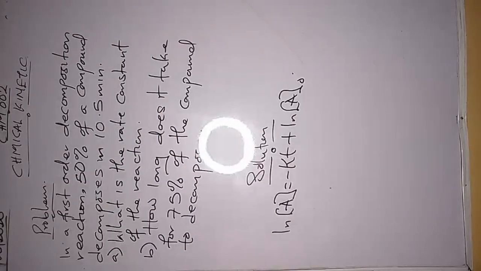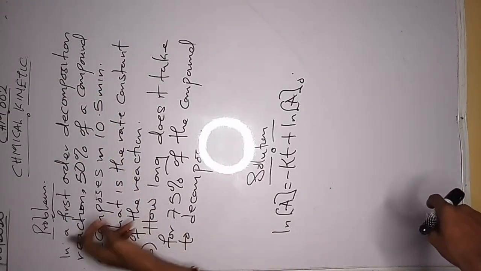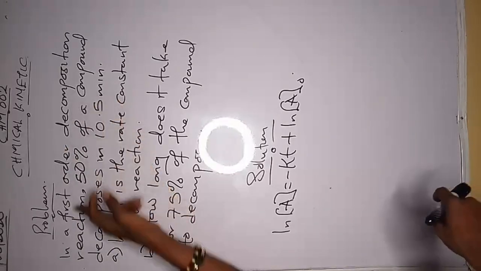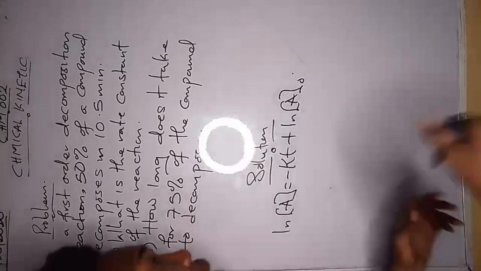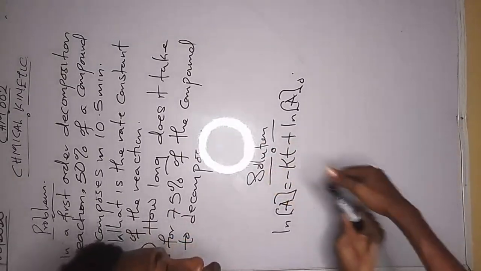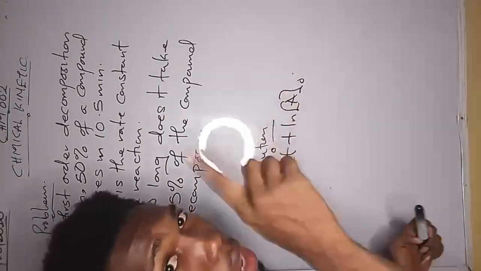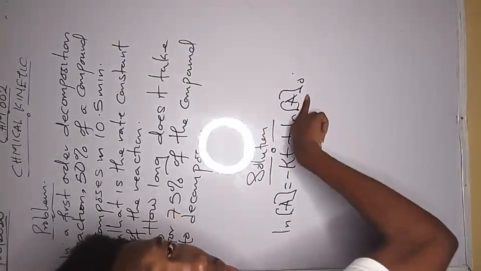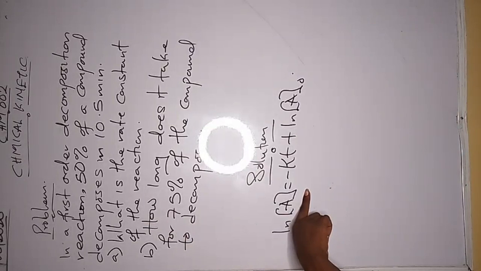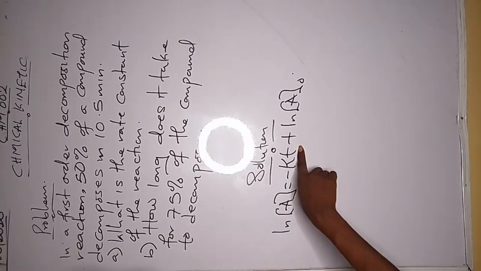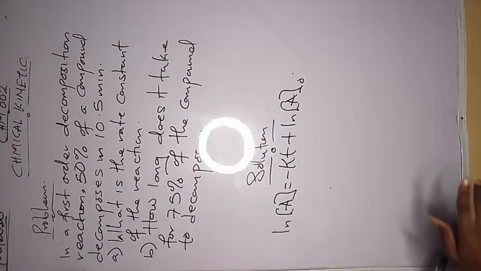Listen up now. If you look at this, they said in the first order decomposition reaction, 50% of the compound decomposes in 10.5 minutes. Since 50% decomposed and they are operating with percentages, that means initially we had 100. If 50% decomposes, what will be remaining? 50. Are you getting me now? And what time did it take for that decomposition to occur? 10.5 minutes. Are you seeing that now?